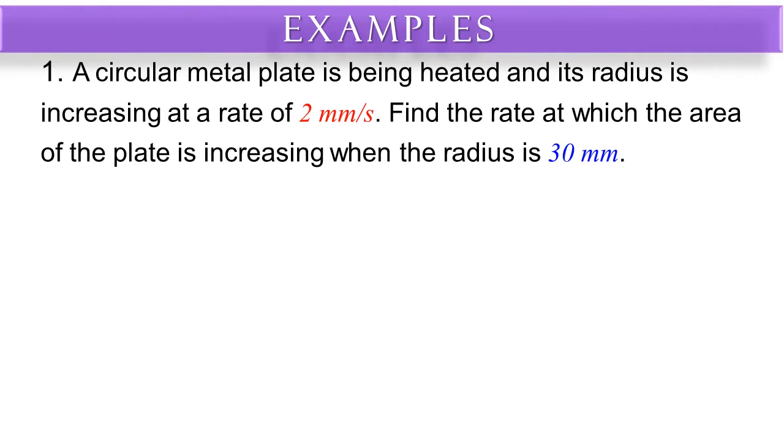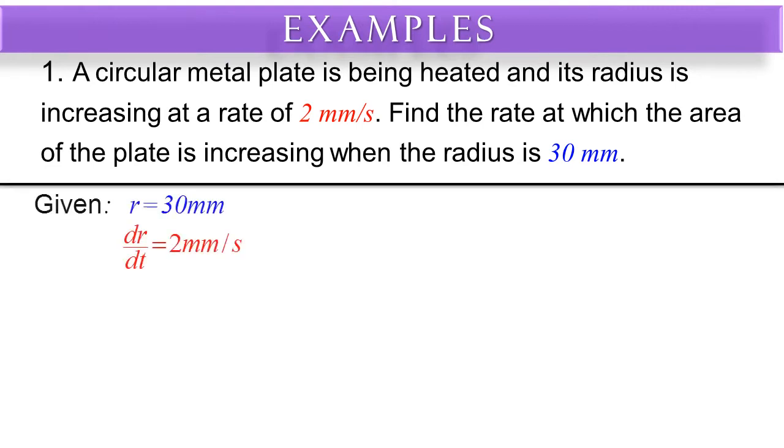So example number 1. First, we have to define the variables. We have r equal to 30 mm and dr/dt equal to 2 mm per second. From the given, the radius is increasing at a rate of 2 mm per second. Next, we know that the plate is circular. Therefore, the formula for the area of a circle is A equals pi r squared. So we have to find the rate at which the area of the plate is increasing with respect to time.